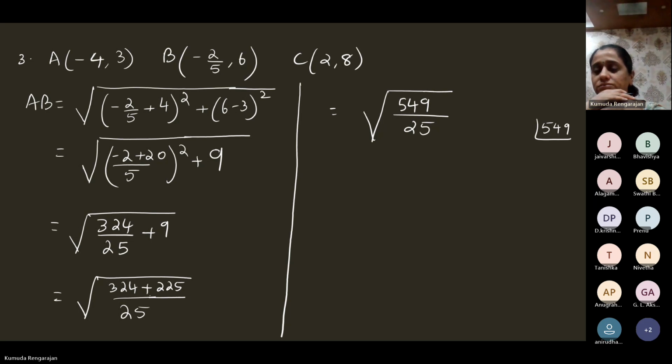Yeah, found it. Yes, tell me. Yes, Bhavishya. Start with three, right? Three how many times? 183. Then again, 3? 61, ma'am. Okay, 61 is a prime number, or can we divide further?